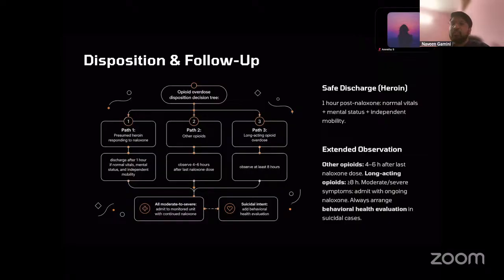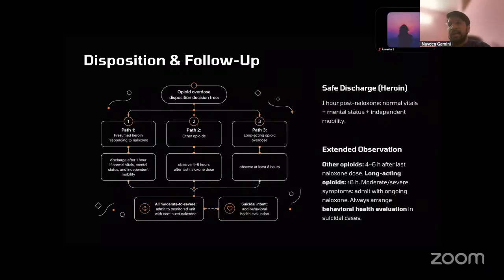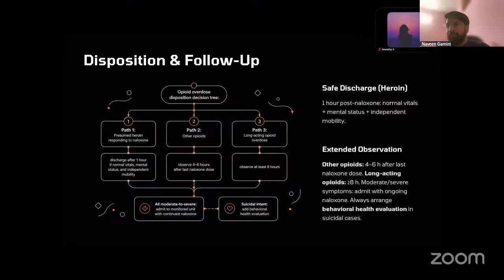If the patient is having moderate to severe symptoms, then it is better to admit them to a monitored unit and continue with the naloxone. And additionally, if the patient has any suicidal intent, we need to add a behavioral health evaluation and psychiatric consultation too.